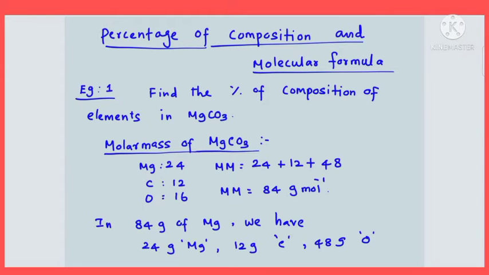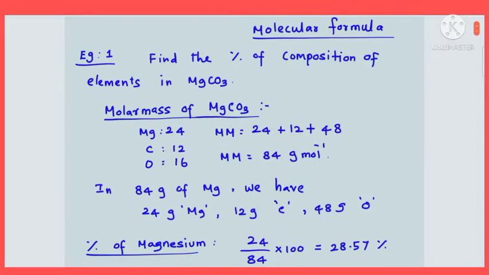In this video, we are going to discuss how to find the percentage of composition of various elements in a compound, followed by how, from the percentage of composition, to find the empirical formula and molecular formula. First, let me discuss one question which is based on calculation of percentage of composition. The question is: find the percentage of composition of elements in magnesium carbonate.